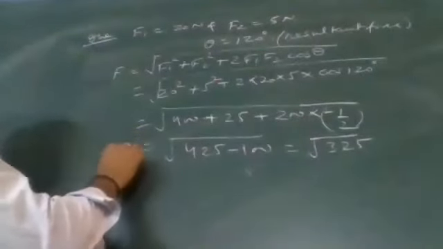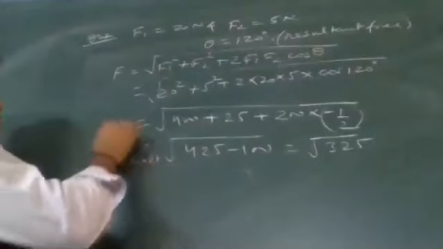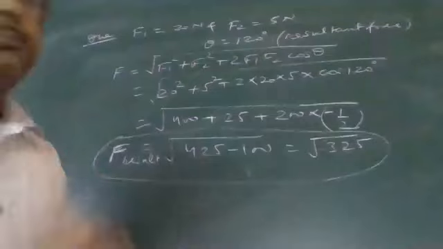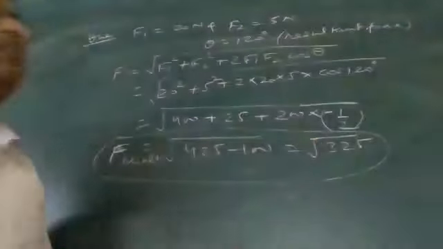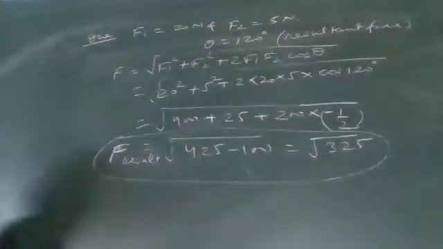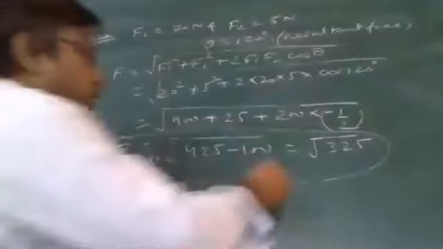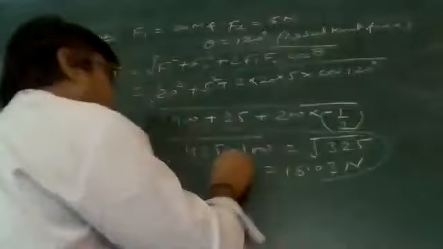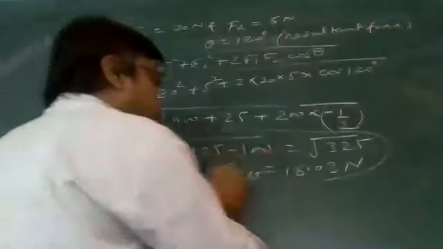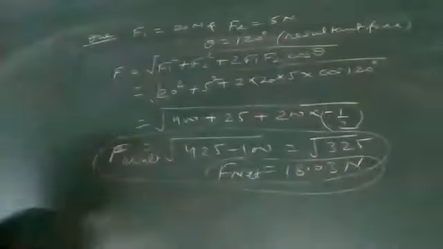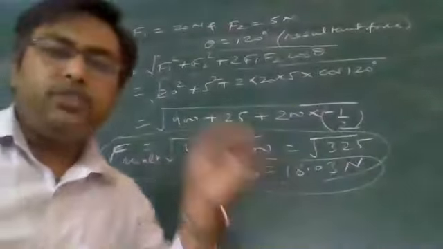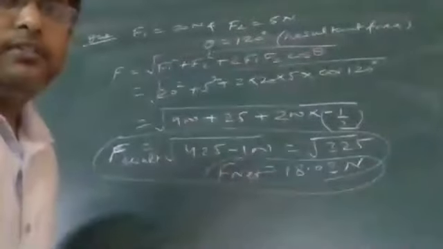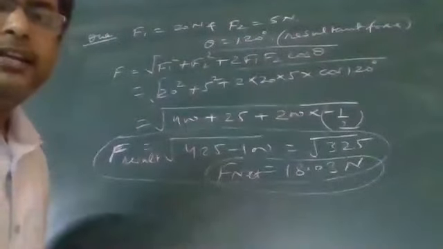It is the resultant force. It is only the magnitude. It is the magnitude of the resultant force, the square root of 325. If you resolve it further, what you will get? You will get 18.03 Newton. That is the net force, but it is only the magnitude. I need the direction also. So how will I calculate the direction?